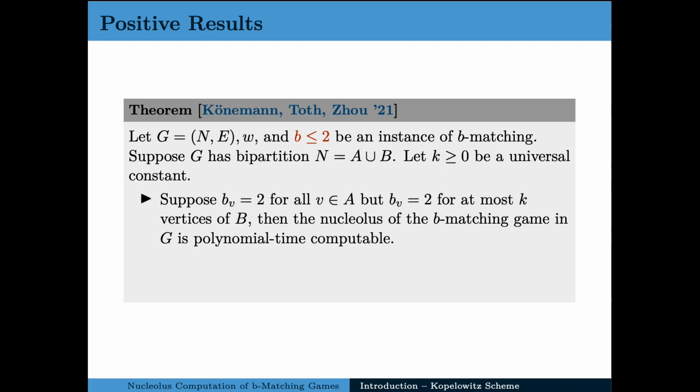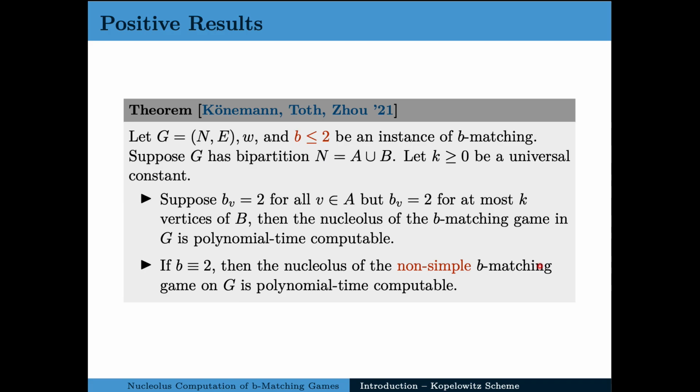We also have some partially positive results. Given a bipartite graph G, edge weights w, and b at most 2 for every vertex, let k be a universal constant. Suppose b(v) is 2 for every vertex on one side of the bipartition, but b(v) is 2 for at most k vertices on the other side of the bipartition. Then we can in fact compute the nucleolus efficiently. On the other hand, if b is equal to 2 for all vertices, we can compute the nucleolus of the non-simple b-matching game efficiently.